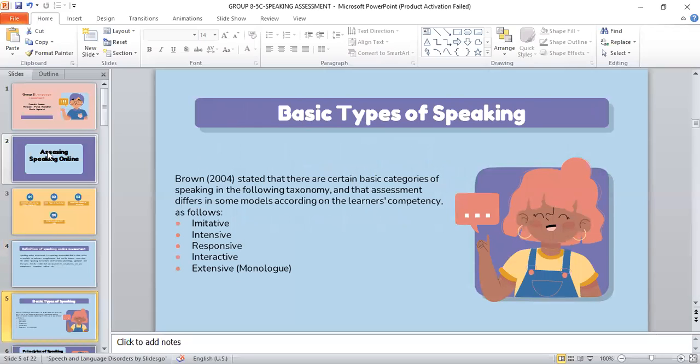There are basic types of speaking according to Brown 2004, who states that there are certain basic categories of speaking in the following taxonomy, and the assessment differs in some models according to the learner's competence: imitative, intensive, responsive, interactive, and extensive or monologue.